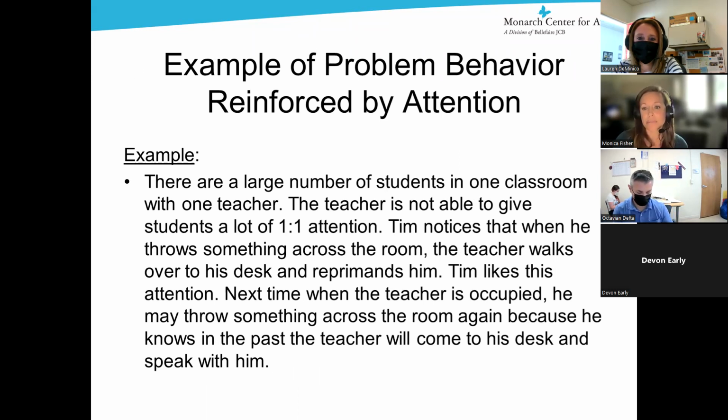Going on here, Tim notices that when he throws something across the room, the teacher walks over to his desk and reprimands him. He likes the attention. Next time when the teacher is occupied, he may throw something across the room again because he knows in the past the teacher will come to his desk and speak with him.